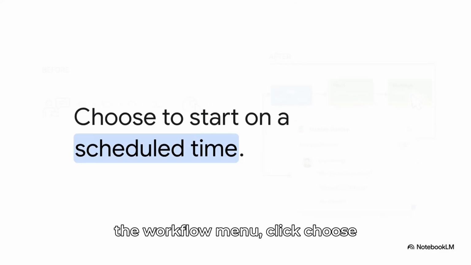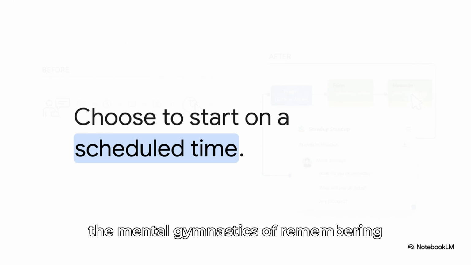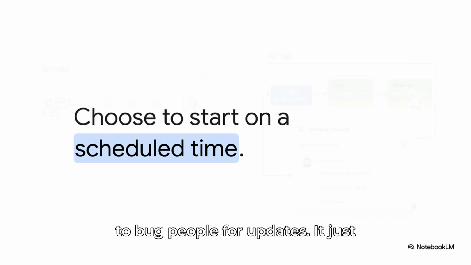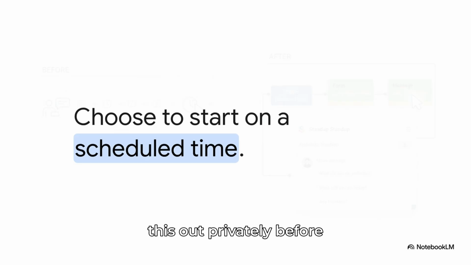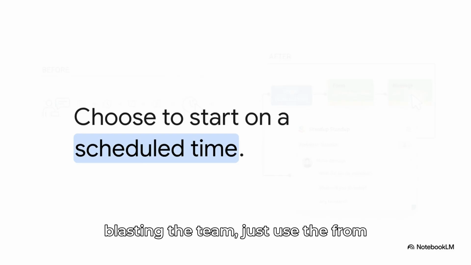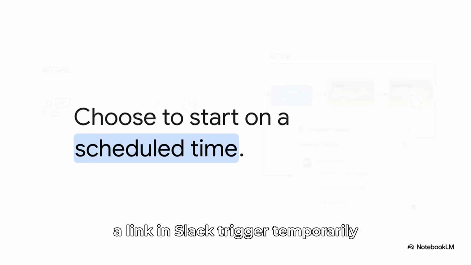So under the Start the Workflow menu, click Choose an Event and select On a Schedule. This is where it gets really good because it totally changes your team's dynamic. By setting a schedule, let's say every workday at 9 a.m., you completely remove the mental gymnastics of remembering to bug people for updates. It just fires consistently every single day. Oh, and a quick pro tip here. If you want to test this out privately before blasting the team, just use the From a Link in Slack trigger temporarily and then switch it over to a schedule when you're ready.